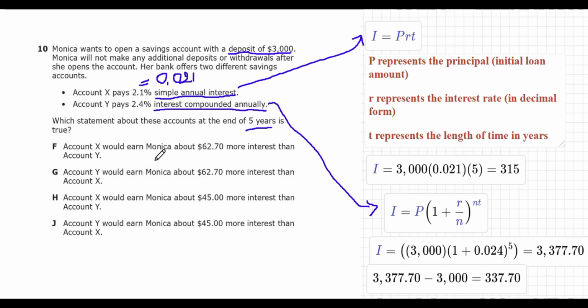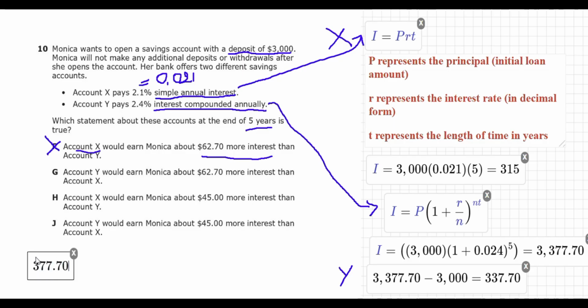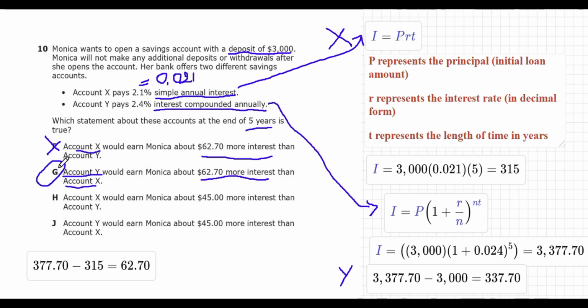Option F. Account X would earn Monica about $62.70 more interest than account Y. Account X earns $315. Account Y earns $377.70. So F is incorrect. Option G. Account Y would earn Monica about $62.70 more interest than account X. $377.70 minus 315 equals 62.70. Therefore, G is the correct answer.